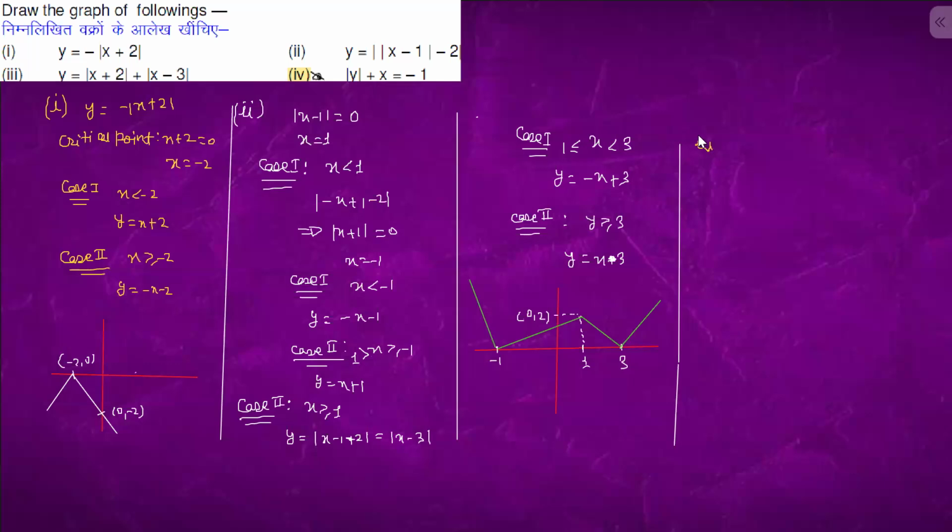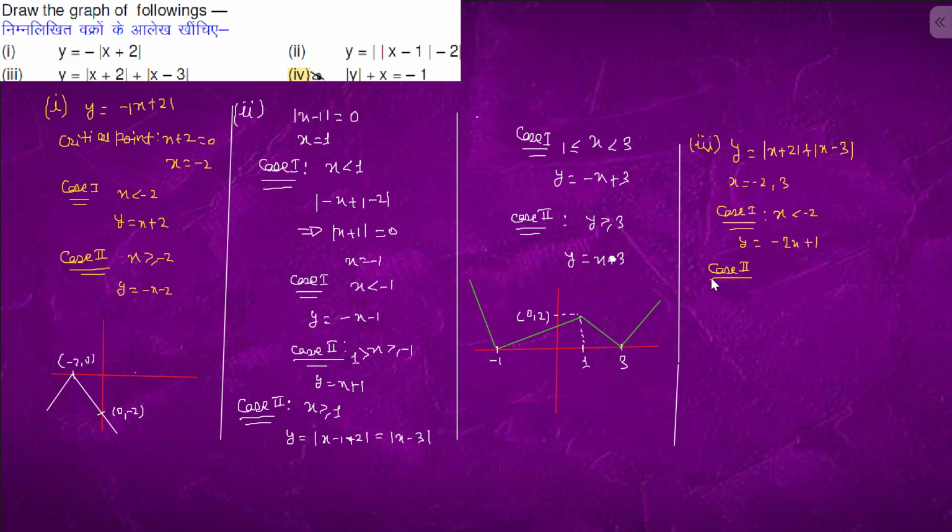Question number 3. We have y equals mod x plus 2 plus mod x minus 3. We have two critical points, x is minus 2 and 3. So we will have some cases. Case 1, x less than minus 2. All will come out to a negative, which is minus of 2x plus 1.